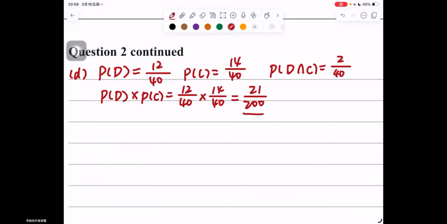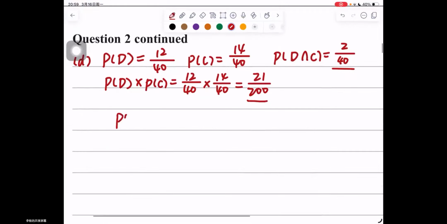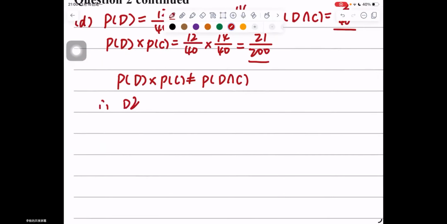Okay, now let's compare those two numbers. Obviously, they're not equal. So we get that the probability of D times the probability of C is not equal to the probability of D and C. Conclusion easily that D and C are not independent.